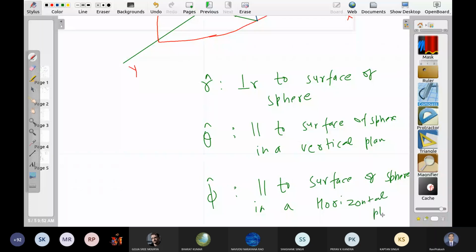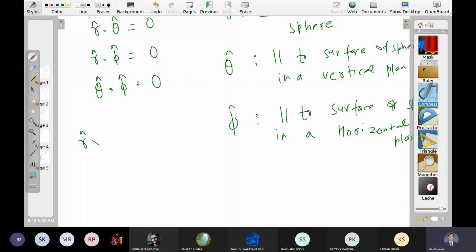It means what? R cap dot theta cap is 0, since one is perpendicular to the surface and the other is parallel to it. R cap dot phi cap is also 0, this is perpendicular, this is parallel. Theta cap dot phi cap is, both are parallel to the surface, but this is in a vertical plane, this is in a horizontal plane. Again 0. And you can also verify r cap cross theta cap is phi cap. Let me re-verify.